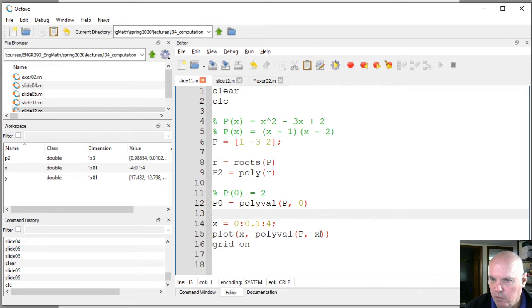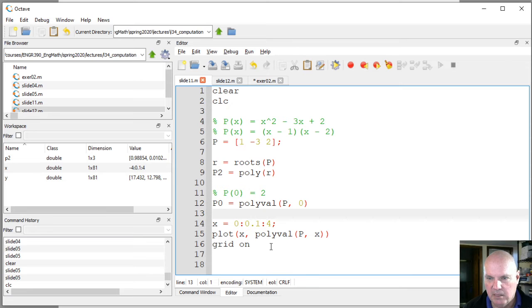In this case, I know polyval, when I evaluate the polynomial at this value of x, is going to return a vector y of the same length. So I actually just use that as an argument. Octave will first evaluate this function call and then use the return value here when the plot function is called. And I use this grid on function.